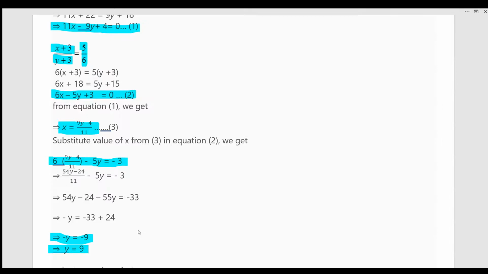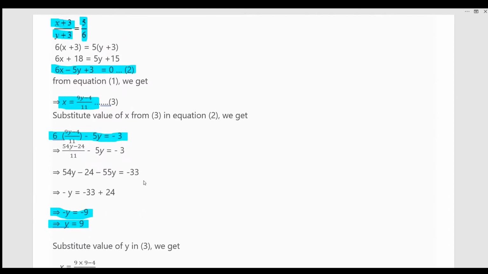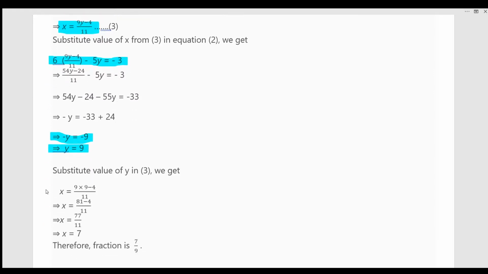So we got the value of y. Now this value of y we will substitute in equation number 3. Here we will substitute. So let's see that. So x is equal to (9 multiplied by 9, we substituted y here, minus 4) upon 11. So we got the value of x as 7. Therefore, the fraction is x is 7 and y is 9. So fraction is 7 upon 9. So this is how we completed this sum.